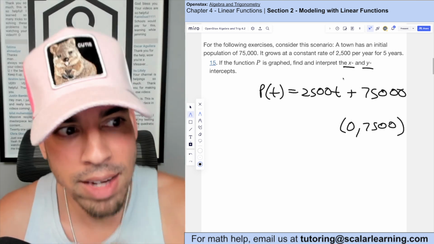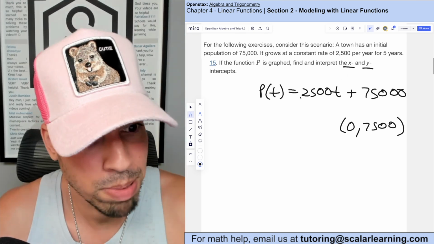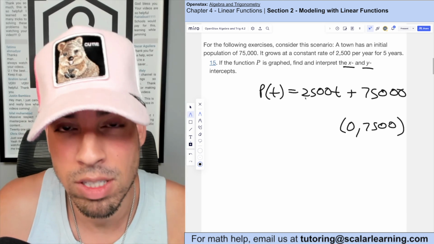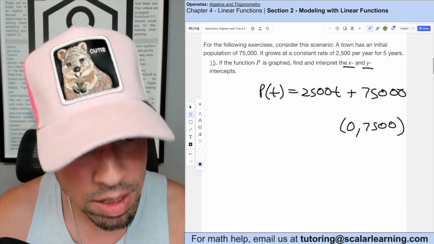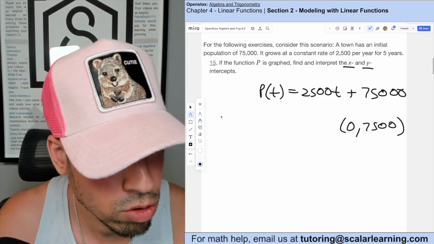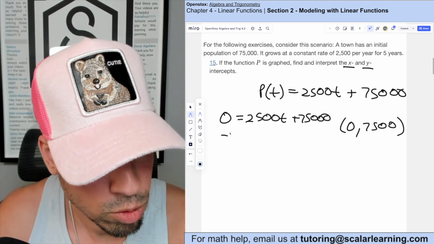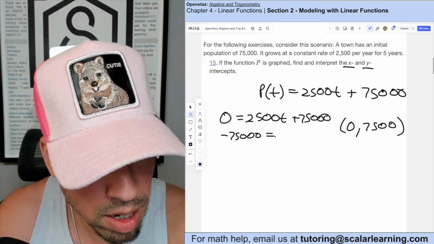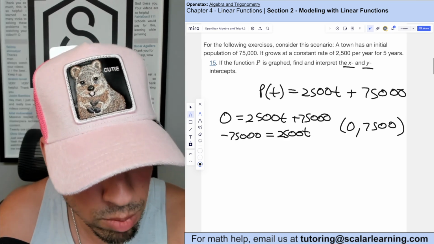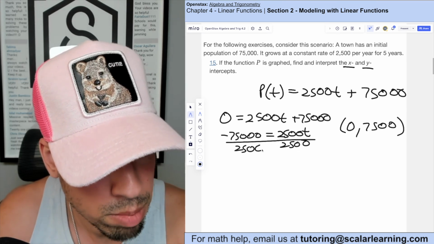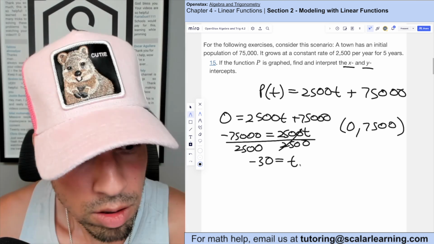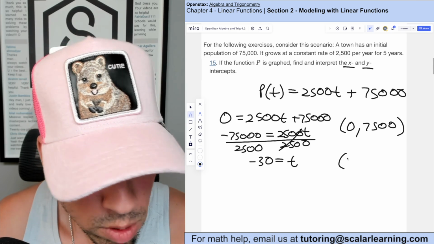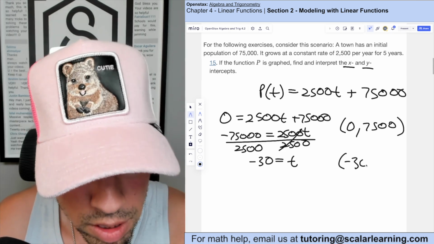And we're talking about the x-intercept. By the way, this is in terms of p and t. So really they mean the t-intercept. They mean what is the value of t when the function value p is 0. So I'm going to plug in 0 for that and we're going to solve. So then we're going to subtract 75,000 from both sides and we get 2,500 t. And then we're going to divide both sides by 2,500 like so. Boom, boom. And I get t equals negative 30. So if we were to write that in coordinate form, it would be negative 30, 0.